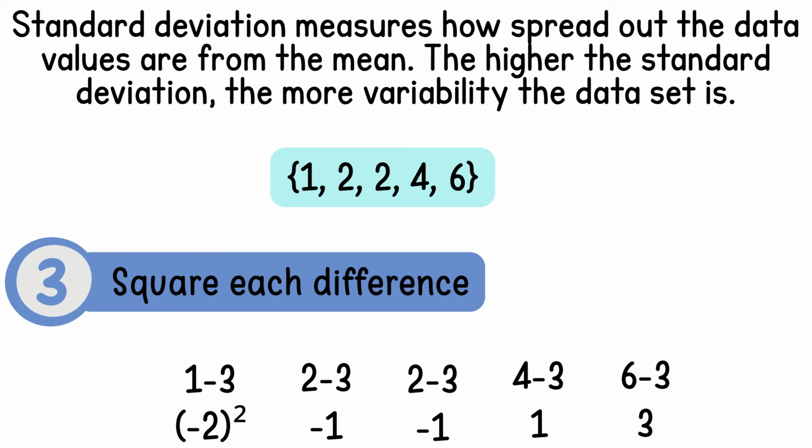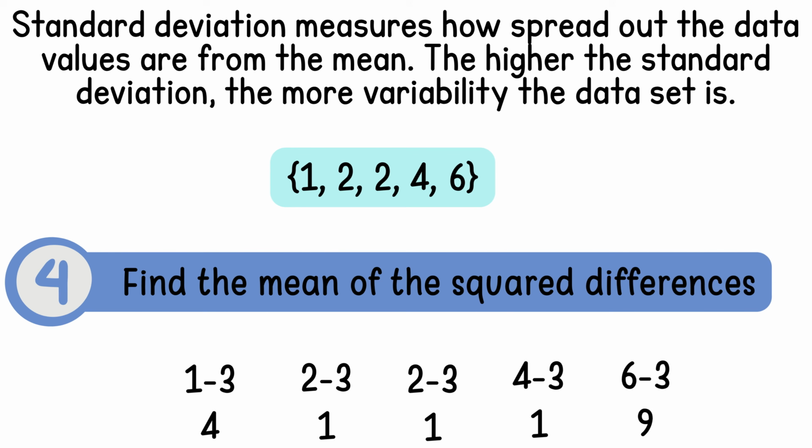So we'll square negative 2, which gives us positive 4. Negative 1 squared gives us positive 1. We'll square negative 1 again to get another positive 1. Now we'll square positive 1, which also results in a positive 1. And finally, we have 3 squared, which gives us 9.